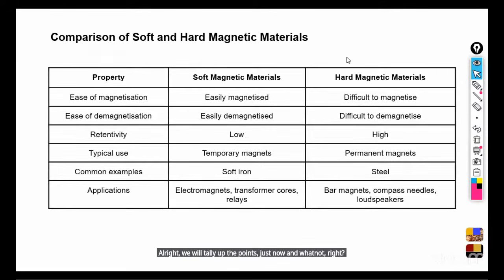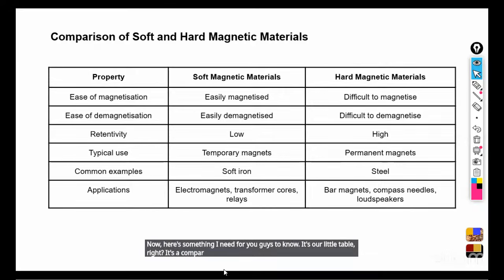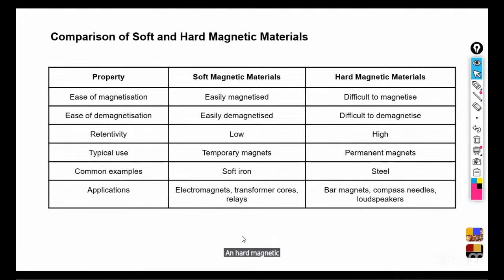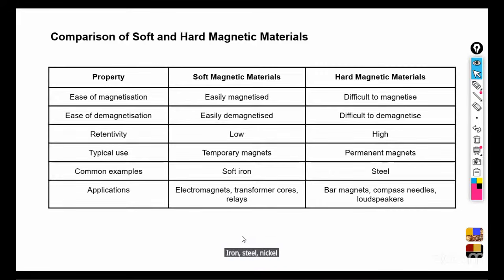Now, here's something I need you guys to know. It's a little table, a comparison between something called soft magnetic materials and hard magnetic materials. The terms soft material and hard material don't mean it's actually soft or hard, like sponge and metal. It refers to something else. Some metals are easier to magnetize than other metals. Remember, there are four magnetic materials: iron, steel, nickel, and cobalt.